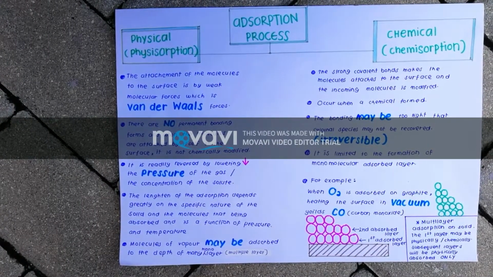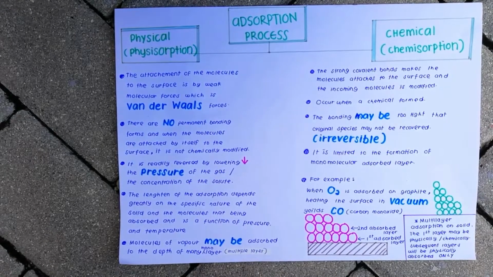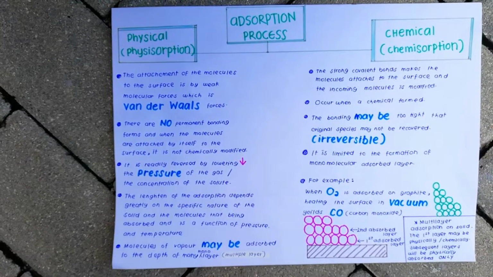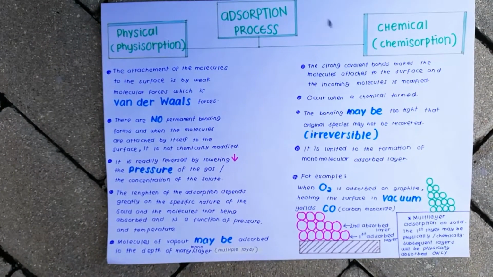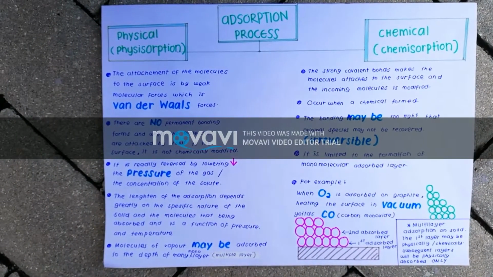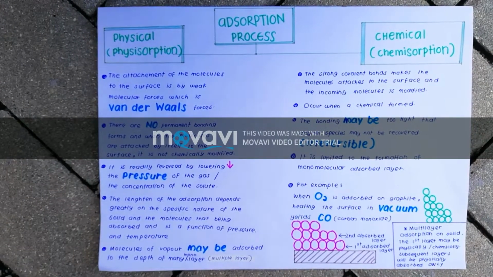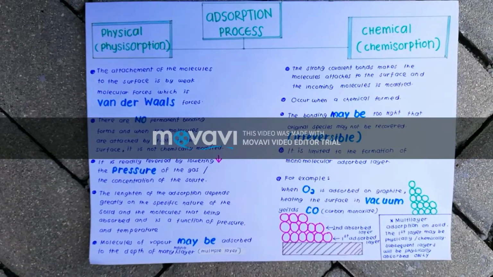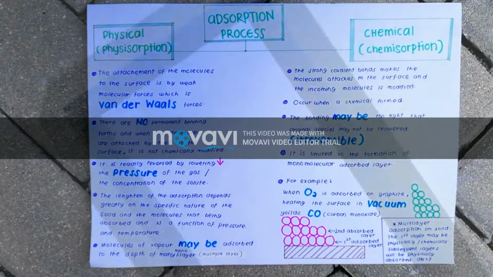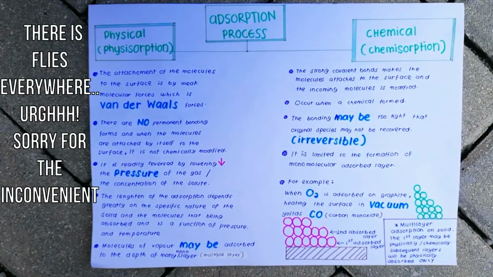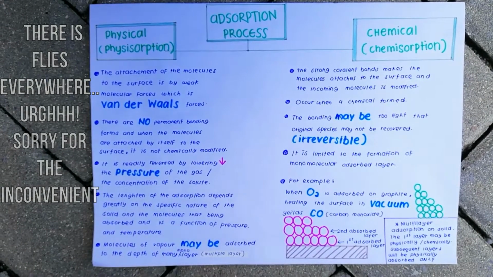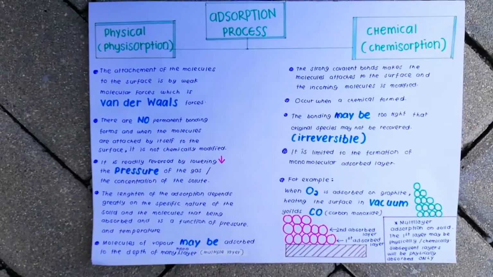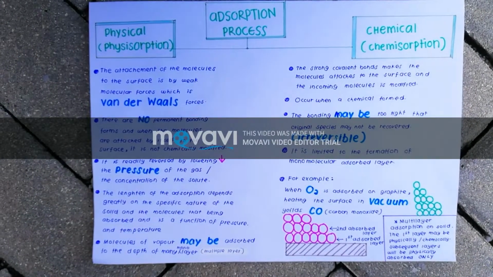For the chemical adsorption process, strong covalent bonds make the molecules attach to the surface, and the incoming molecules are modified. It occurs when a chemical bond forms. The bonding may be so tight that the original species may not be recovered, which is irreversible. It is limited to the formation of a monomolecular adsorbed layer. For example, when oxygen is adsorbed on graphite, heating the surface in vacuum yields carbon monoxide.